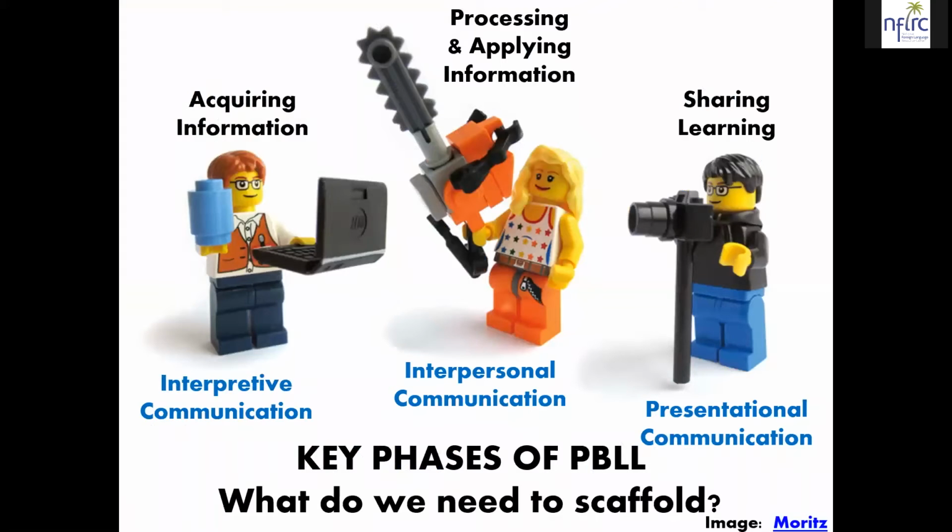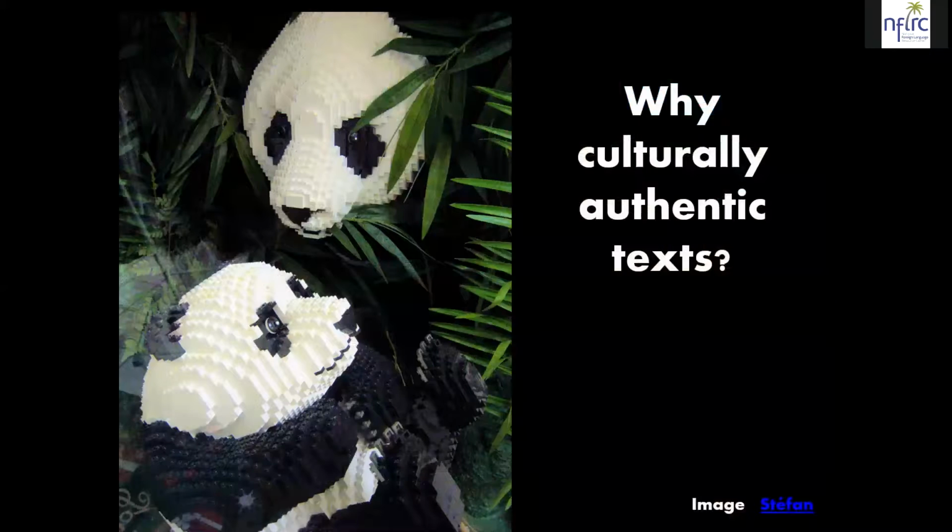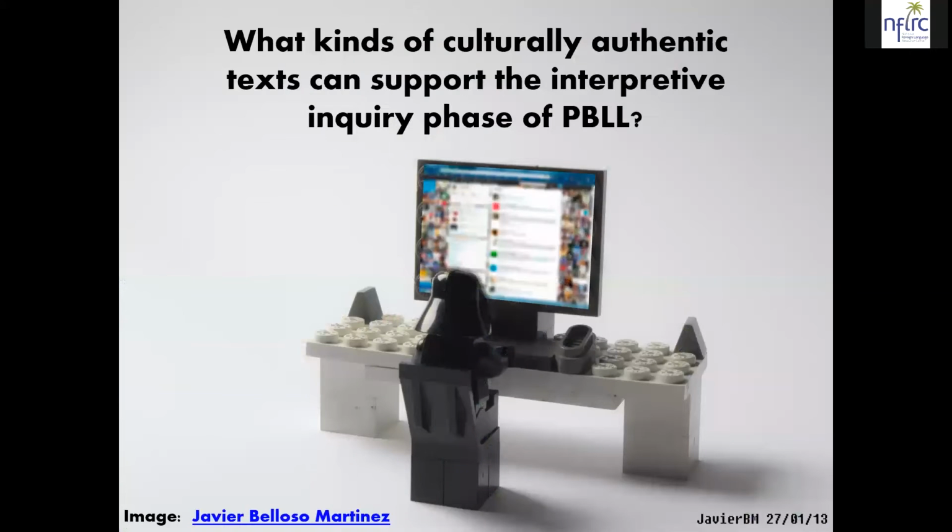So we're going to start with interpretive communication. Think a little bit about how we might scaffold texts. So when we're thinking about culturally authentic texts, we're thinking about texts that were produced within the target culture for members of the target culture. And it's important that we expose learners to those because there are so many cultural practices and perspectives embedded within those texts that are essential to developing high levels of communicative proficiency. So what kinds of texts can we use?